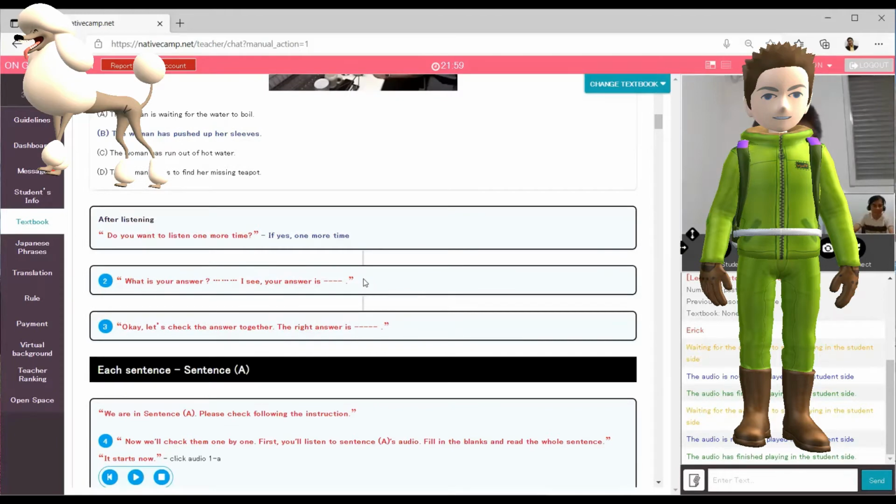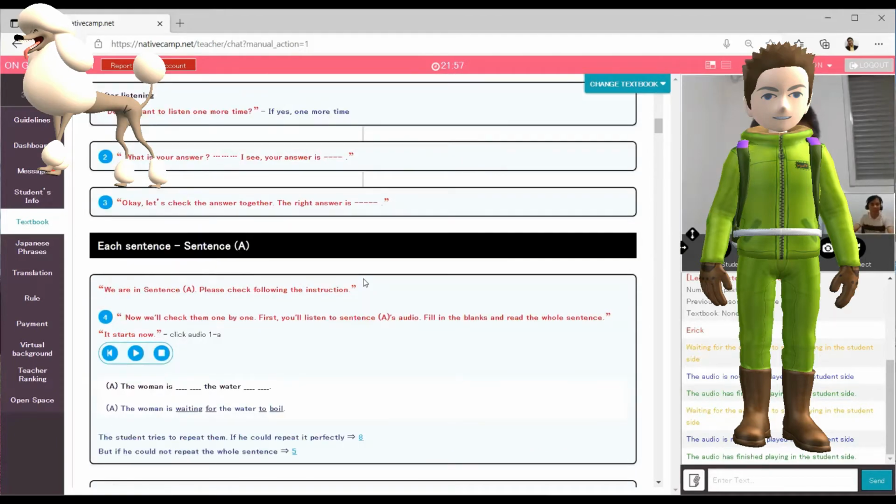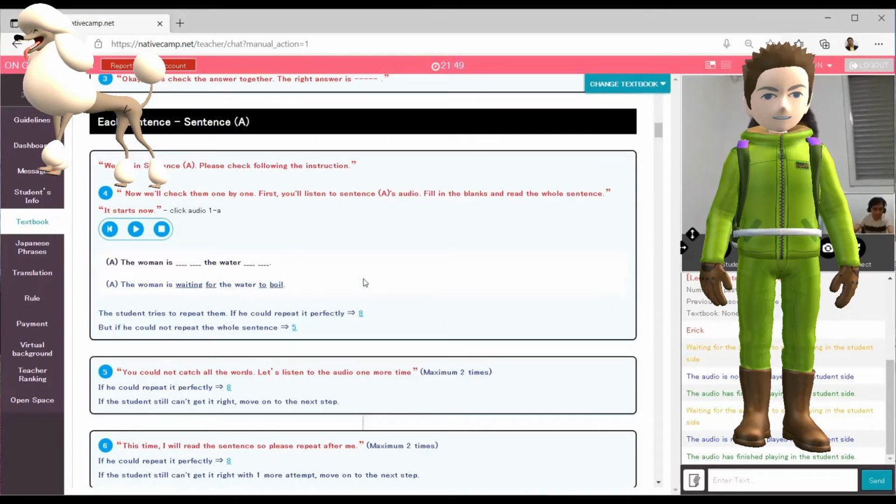Okay, so now let's move on to each sentence. We are in sentence A. Please check following the instruction. We will check them one by one. First you're going to listen to sentence A's audio, and then you're going to fill in the blanks and read the whole sentence. Okay, is it clear? All right, please listen to the audio.